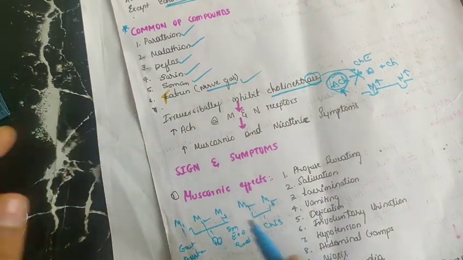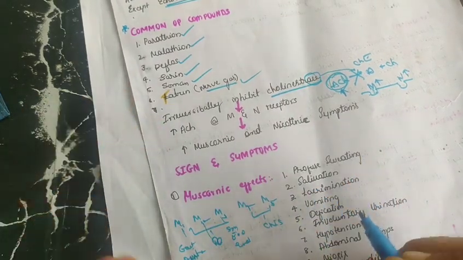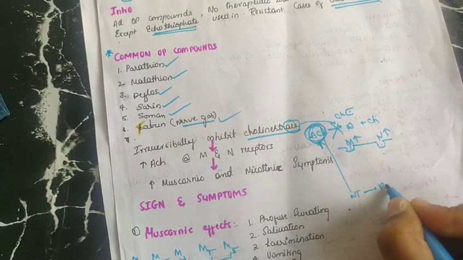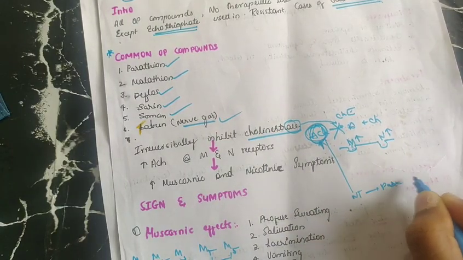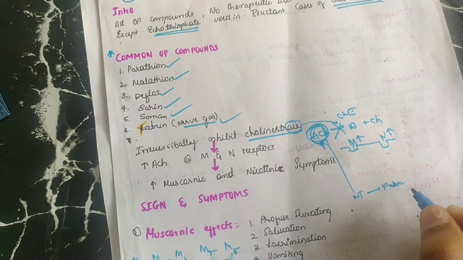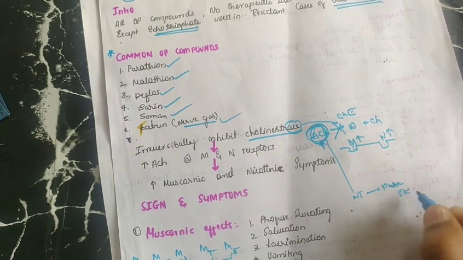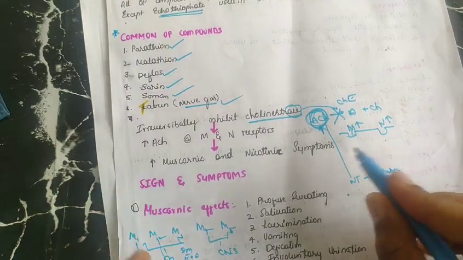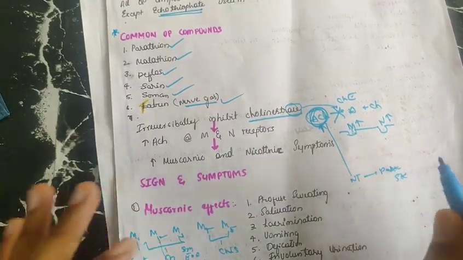So all these effects will be increased. Acetylcholine is a neurotransmitter mainly in the parasympathetic nervous system, as well as at the nerves supplying skeletal muscles. Since acetylcholine is the neurotransmitter, all this activity will be increased.